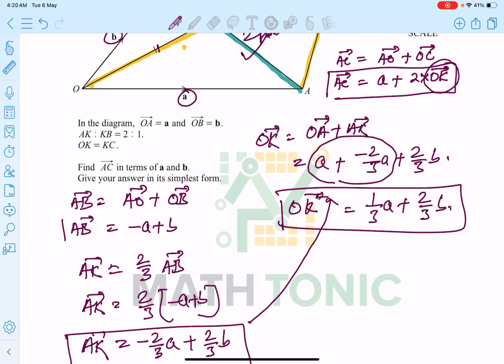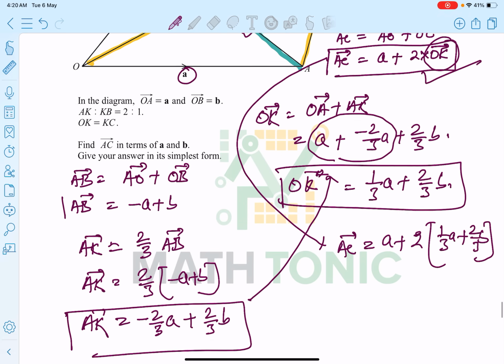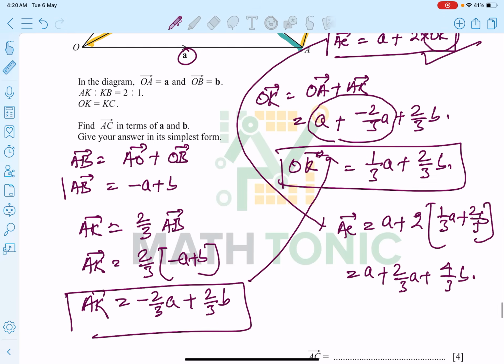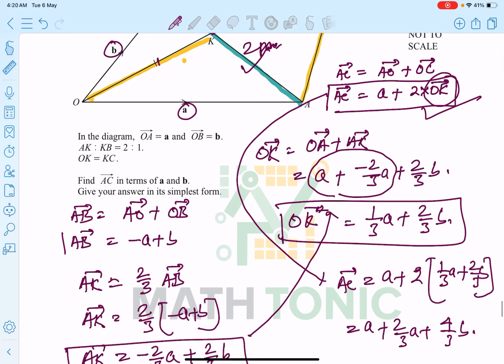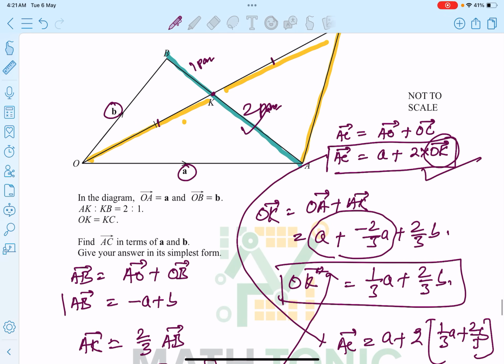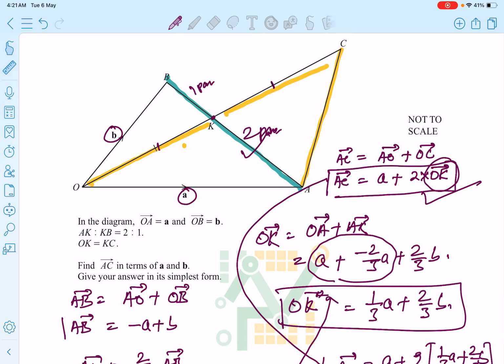Is it okay? Now if I try to find the AC vector, it equals a plus 2 times OK, that is 2 times 1 over 3a plus 2 over 3b. Can you see this, everyone? That is a plus 2 over 3a plus 4 over 3b. I think I missed something, one second please. Oh, my bad. The AC vector equals AO, that is minus a. So AO will be minus a.